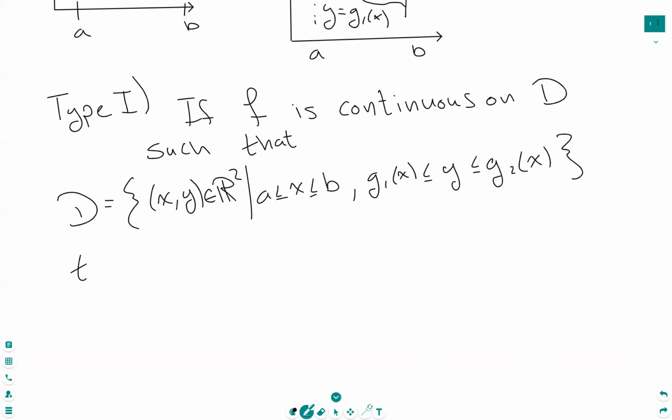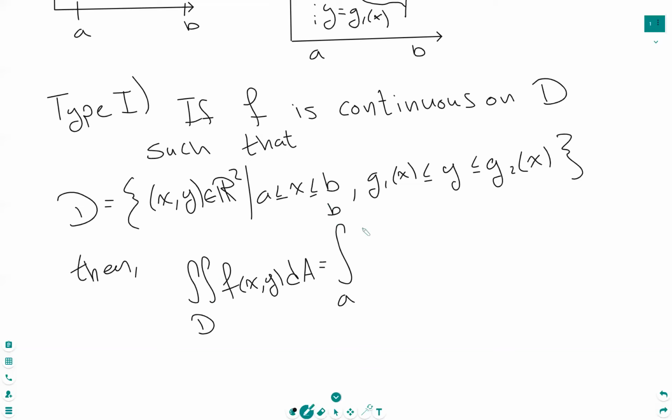then our double integral over the region D of the function f of x and y dA can be written as the integral from a to b of the integral from g1 of x to g2 of x of f of x, y dy dx. And it has to be in that particular order.